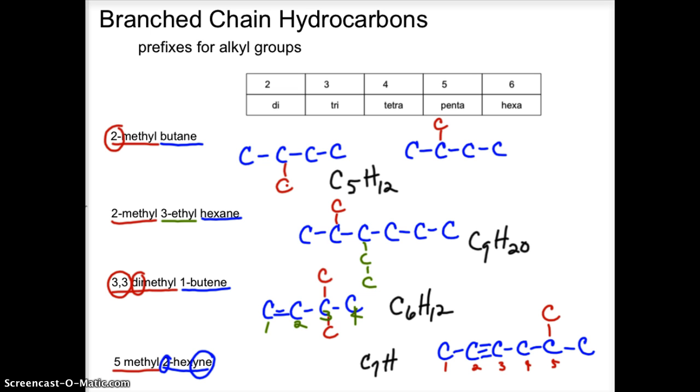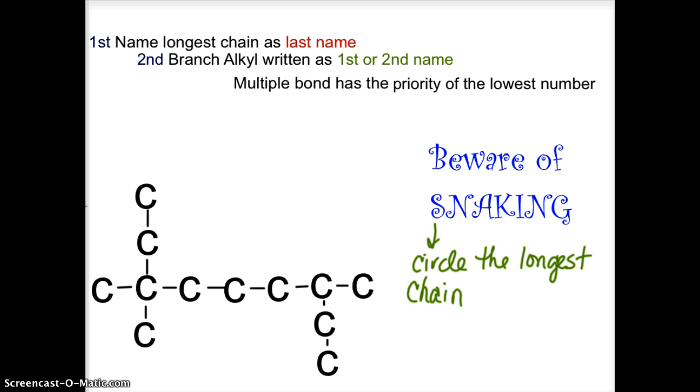So that would be 14 times, or 7 times 2 is 14, so that would be H12. That's the molecular formula for 5-methyl-2-hexyne. All right, so that's how you can go from a name to drawing an organic compound with an alkyl group. Next, we're going to talk about how you can go from a drawing to a name.